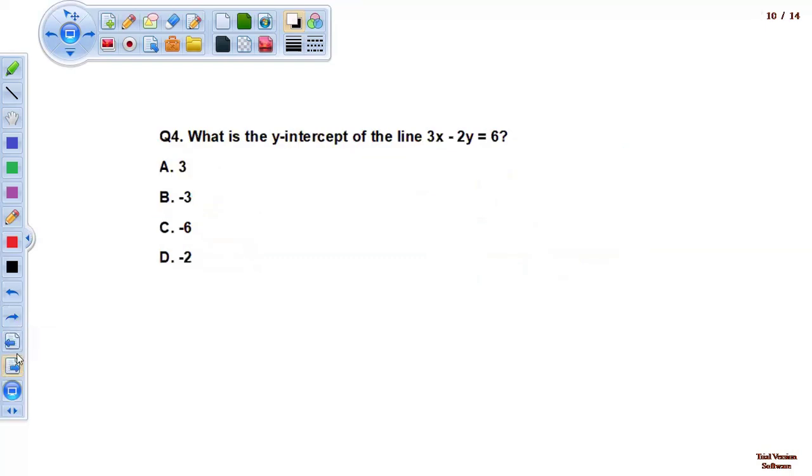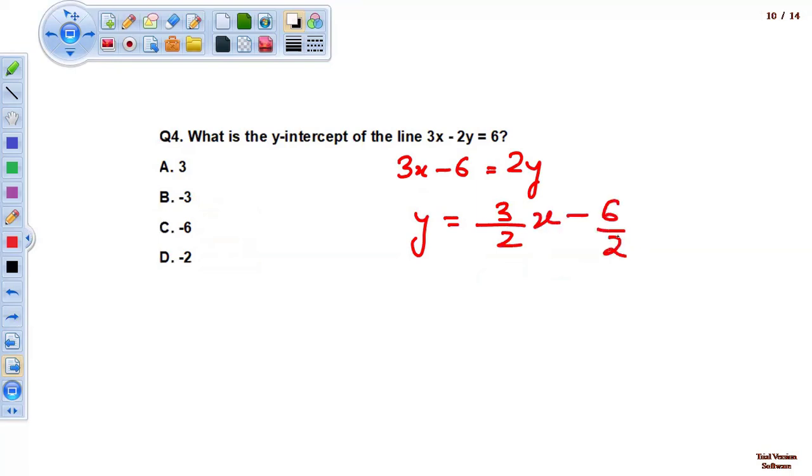For the next question, what is the y-intercept? First, we'll have to find it in general form. So 3x minus 6 equals 2y. We only want y. So y will be equal to 3 upon 2 x minus 6 upon 2. Minus 6 upon 2 is going to give us minus 3. So B option is correct.